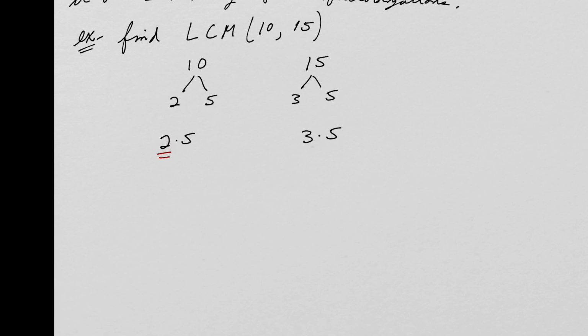It occurs once here, 0 times here. So I need to take it the greatest number of times, which is once. So I just take the 2 once. And I'm forming a product, so I'm going to multiply all these. Now let's look at our next number.